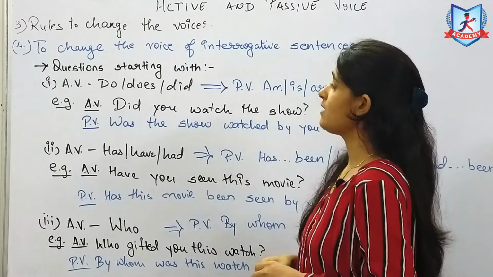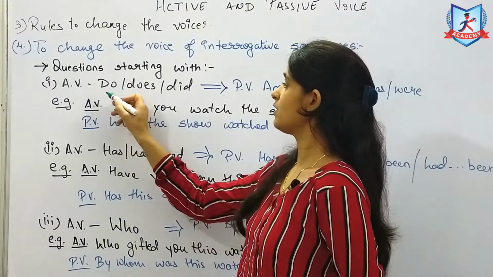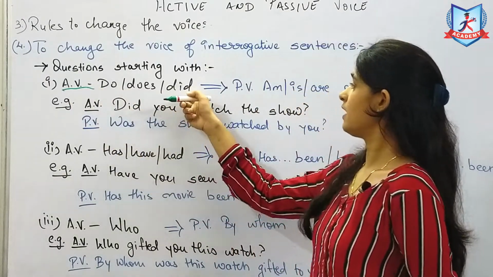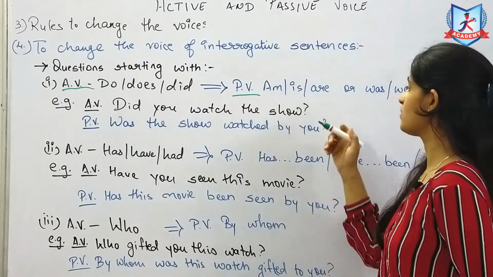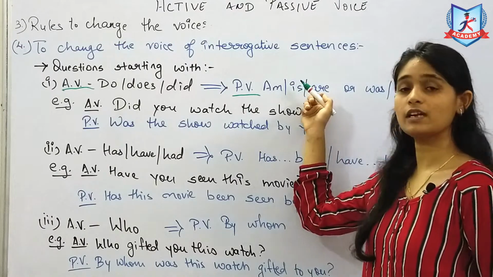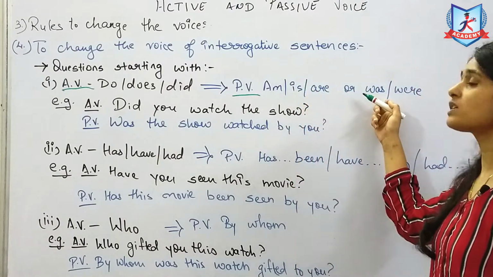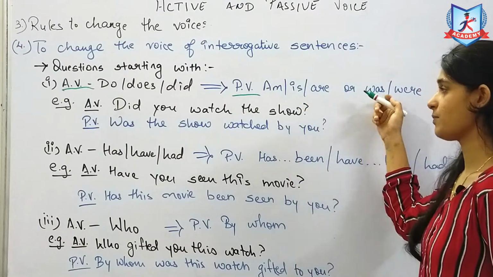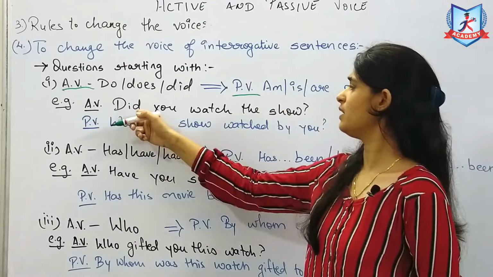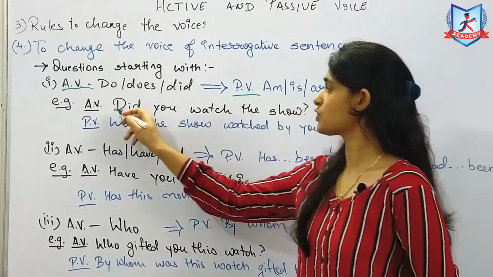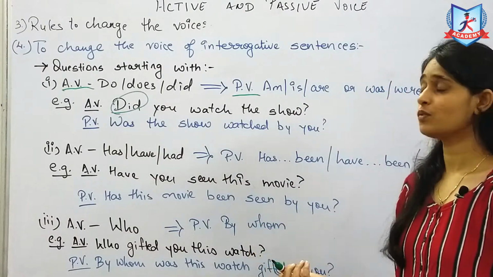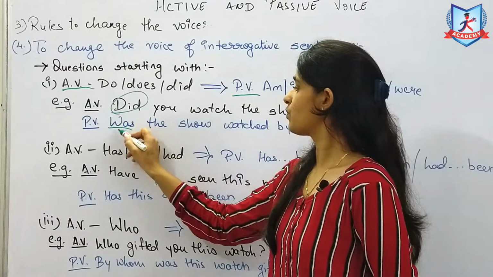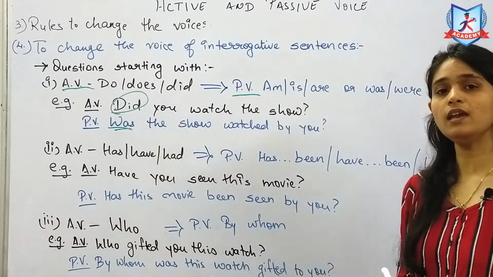First one, when the active voice starts with do, does or did, at that time in passive voice you need to start the answer with am, is or are if it is in present or was, were if it is in past. For example, did you watch the show? Starts with did. Then you need to start with was the show watched by you?